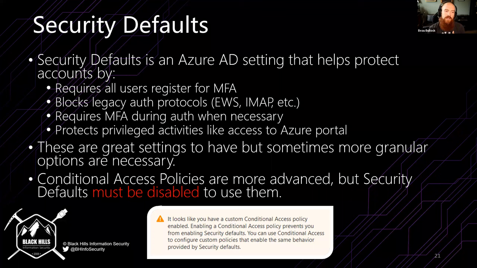One of the greatest things, in my mind, about Microsoft 365 is that the day you spin up a Microsoft 365 account, there's something called security defaults that is enabled on all Azure AD users by default. And it's an amazing setting. By default, when you sign up for an account, every user is going to be required to use MFA. It's going to block legacy authentication protocols, so things like Exchange Web Services, IMAP, ActiveSync. It's going to require MFA during any auth when it's necessary, so whenever a user is logging in from a new location or if it's a suspicious login. And then it will protect privileged activities like access to the Azure portal. As an attacker, if we get access to the Azure portal, that can provide us a little bit more context and the Active Directory list there. So these are great settings, right?